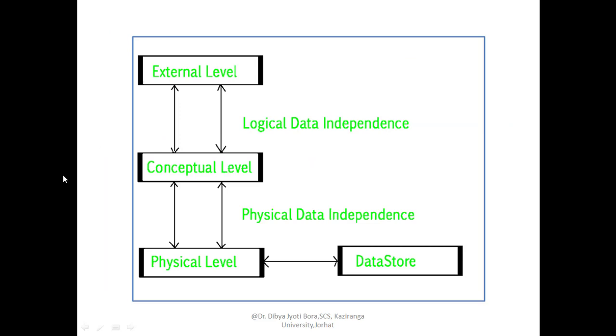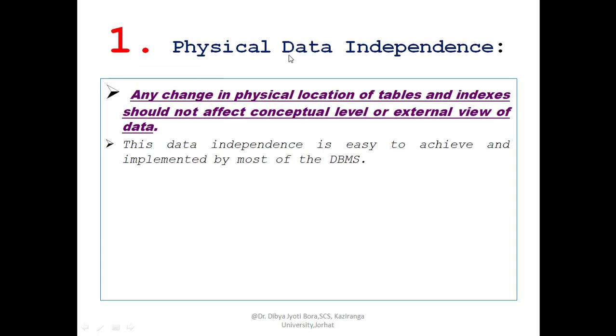It should not only affect the conceptual level, but also it should not affect the external level. And you know that at the external level we deal with views and at the conceptual level we deal with tables. Clear? So physical data independence means any change in the physical location of tables and indexes should not affect the conceptual level or external view of data. And frankly speaking, this data independence is easy to achieve and can be implemented by most DBMS. It's not hard to maintain. So do note this point that physical data independence is easy to achieve.